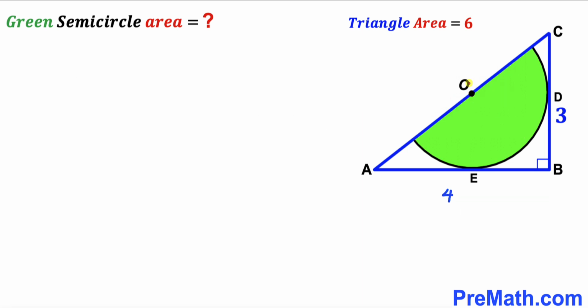This time I'm going to connect the center O with these points of tangency D and E. As you can see in this next step, I have connected these points. Now let's make an observation. We can see that OD is the radius of this green semicircle, so I'm going to label this one as lowercase r. Likewise, OE is a radius as well, so I'm going to label this one as lowercase r as well.